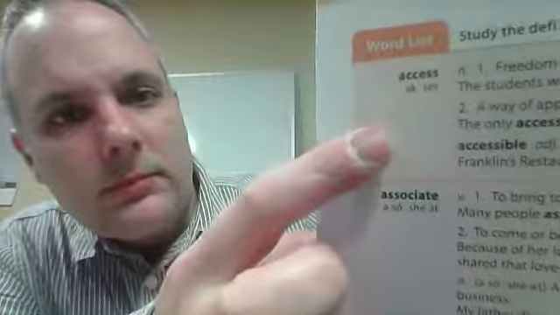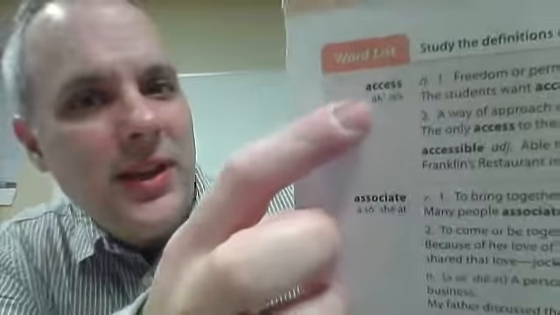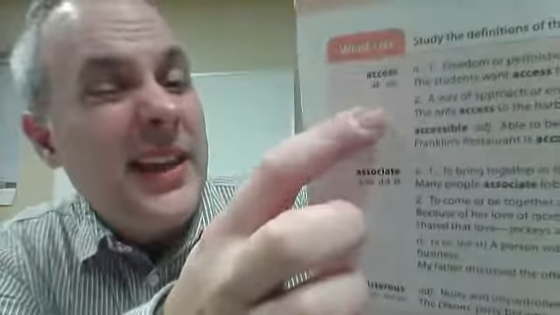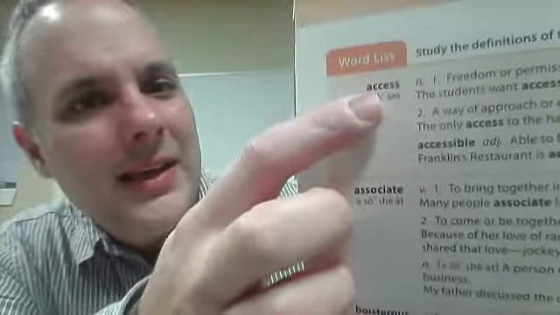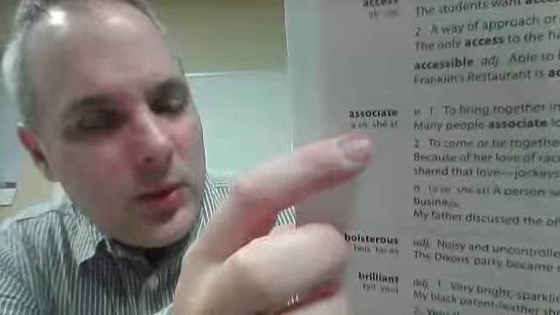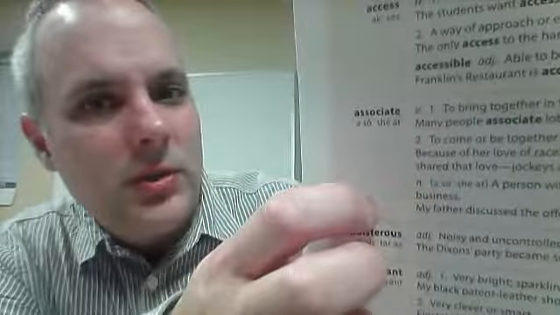So the first word here is access. Access, okay? The first C has a K sound, and the second C has an S sound. So it's access. Now, with this word you have to be careful, because the verb and the noun have a different pronunciation, okay?